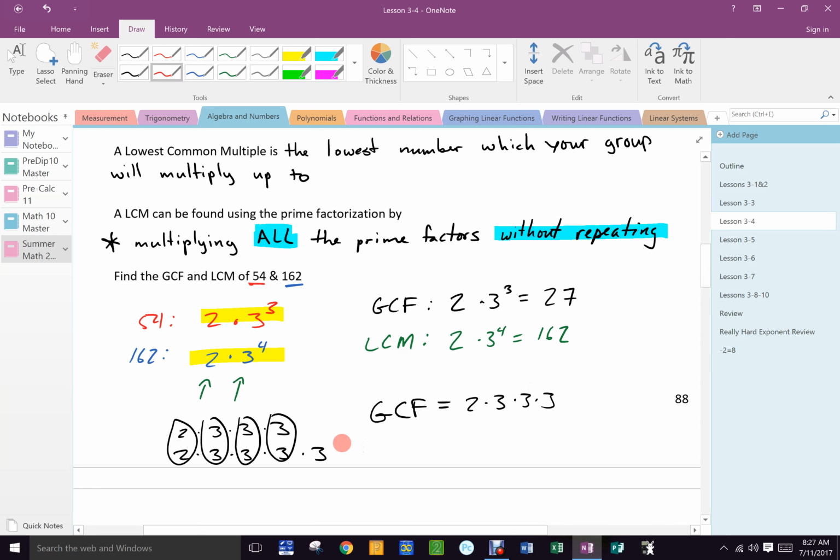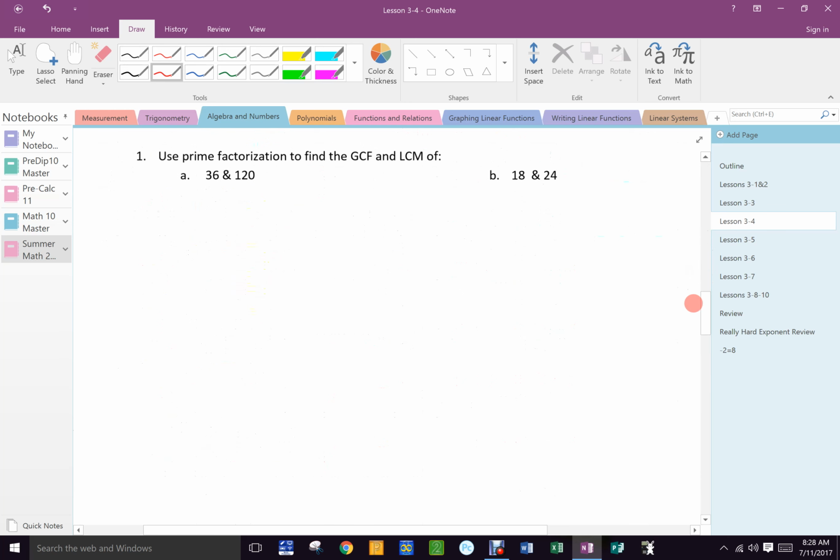And then my LCM, they got to count everything without repeating. Well, this row covers all of those. So I got to do the whole row. So my LCM is 2 times 3 times 3 times 3 times 3. I don't care which way you do it. It's up to you. Cool? All right. Turn the page over. Do the very first one.